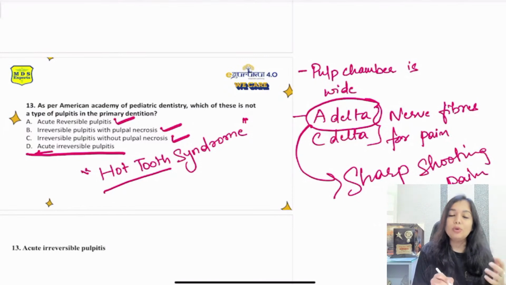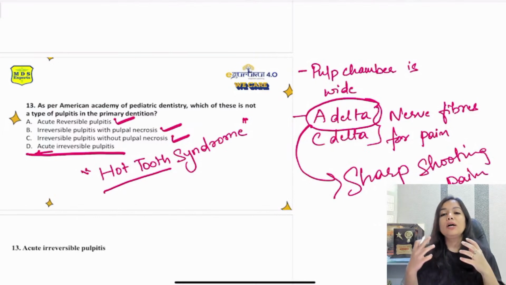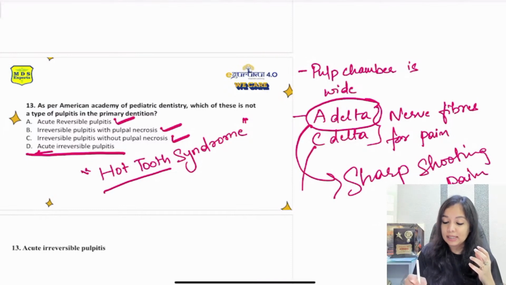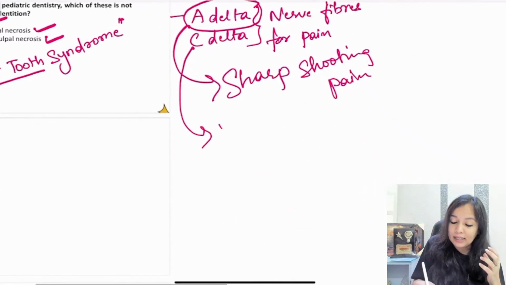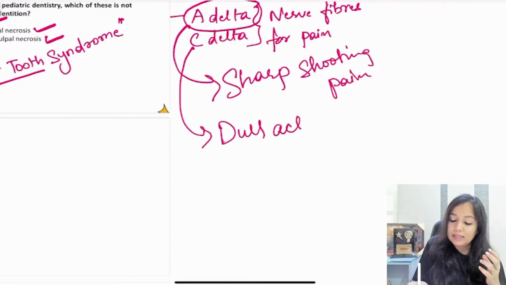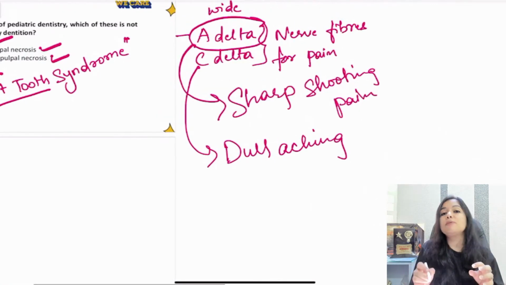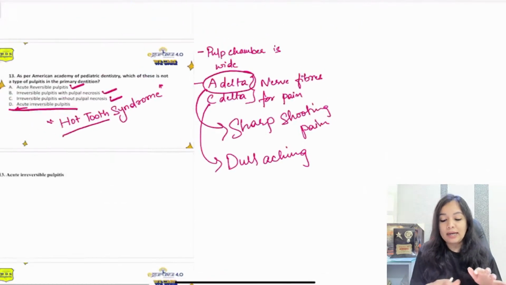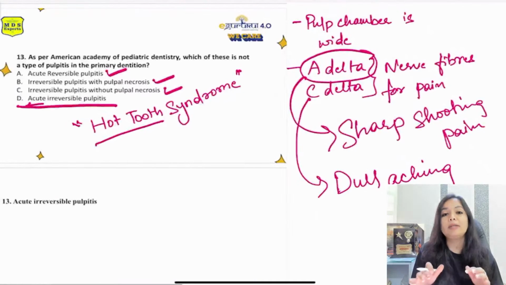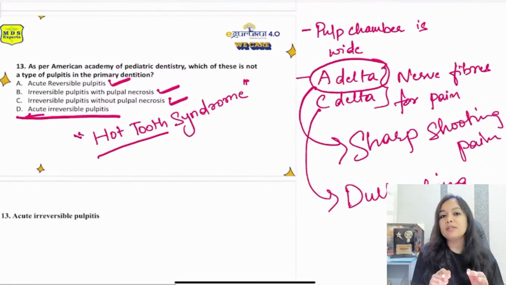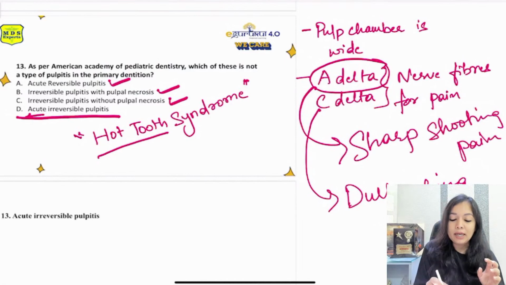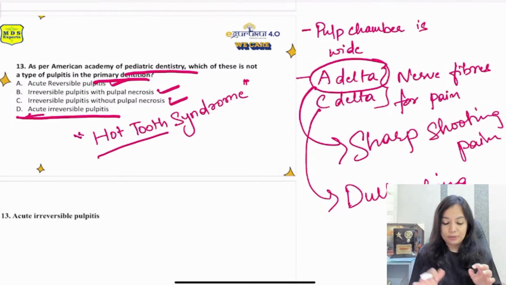He only comes to you in primary dentition when a lot of the pulp has been inflamed, and the child starts experiencing dull aching pain. He'll say it aches continuously, whenever I eat food, whenever I don't, it just keeps aching. That is dull aching pain. That is because of the C fibers, and they can relate to it more. They are better developed than the A delta fibers. So acute irreversible pulpitis is unrelatable in the primary dentition.